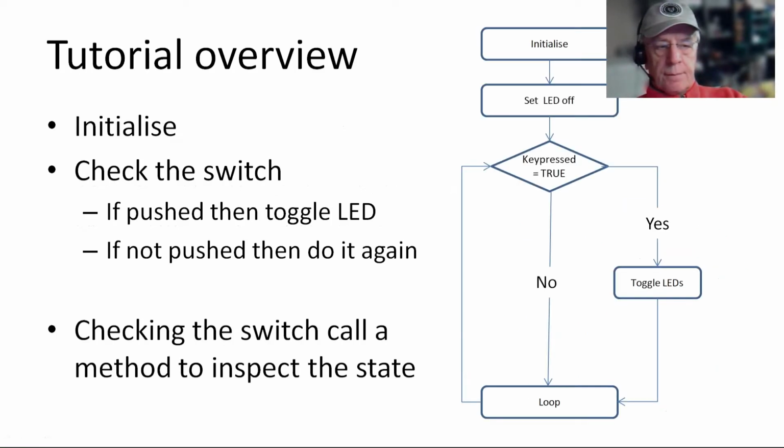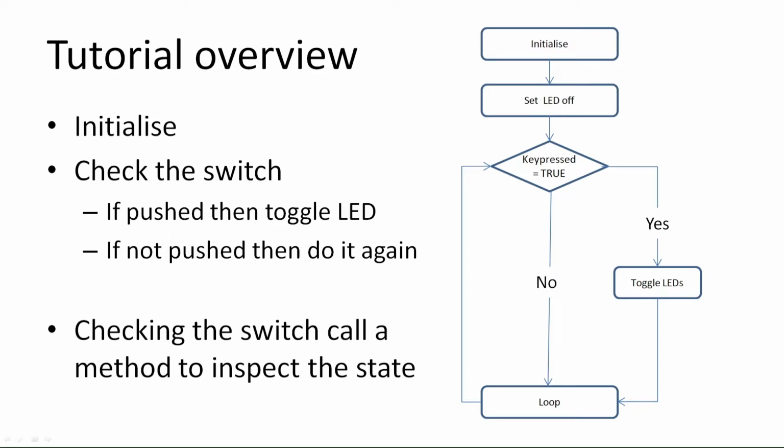Quite simple. So what we're going to do in our program is initialize the board. We're going to check the state of the switch using a function. If it is true, as in the logic statement there, it will toggle the LEDs on or off. We've seen how to toggle things using the not statement. If not, it will just loop around until we change the state. So it's quite a simple little program.